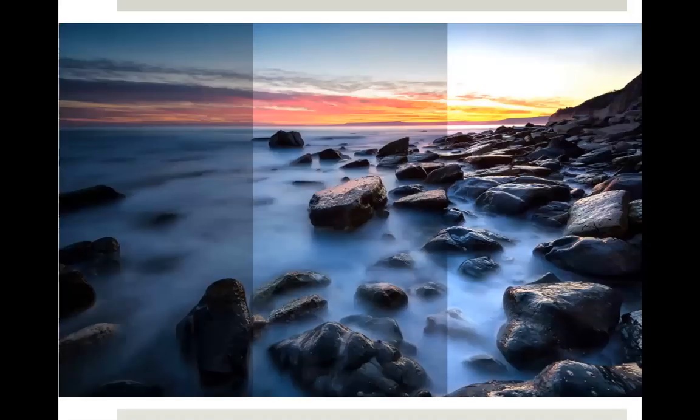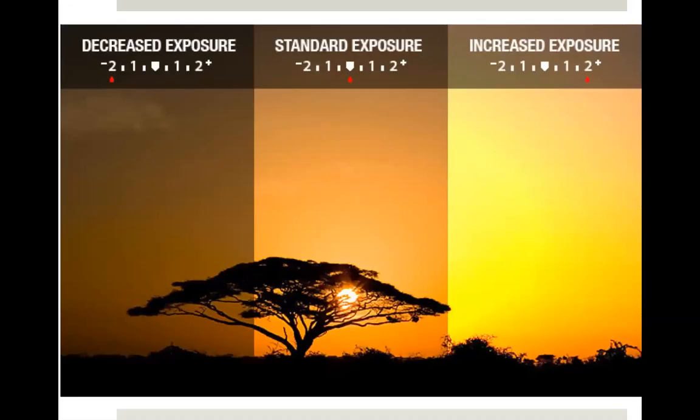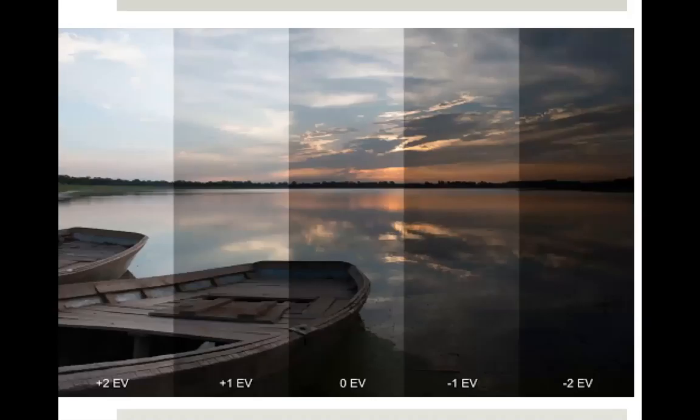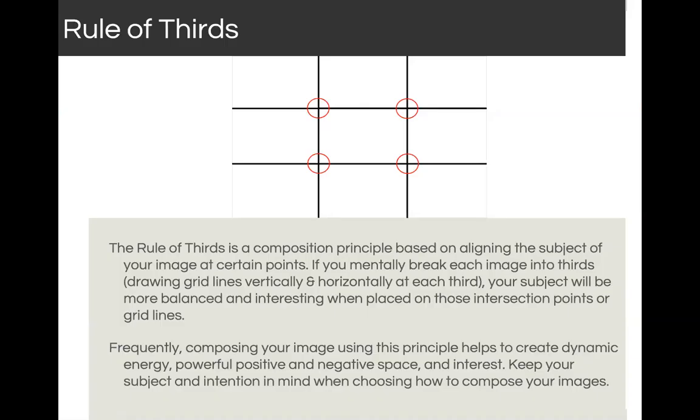This is just another example of showing kind of bracketing and also proper exposure versus under versus overexposure. And here's another image showing how somebody has done the standard exposure, then they've decreased or underexposed, and then they've done an increased or overexposed image as well. And one more. All right, breezing right along, we're going to talk about rule of thirds.